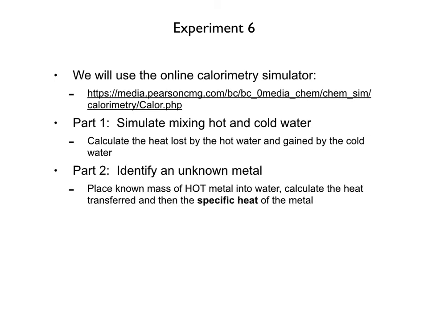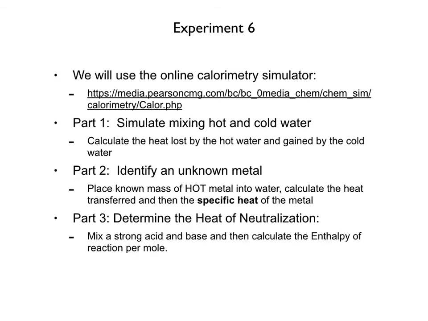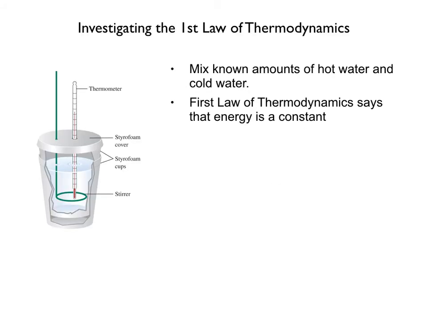In part 2, we are going to identify an unknown metal. We will heat a hot metal in water and then place that into a different beaker of water and measure the amount of heat absorbed by the water and use that to determine the specific heat of the metal. And then finally, we'll have to determine the heat of neutralization of the mixture of reaction of a strong acid and a strong base. So first, part 1.